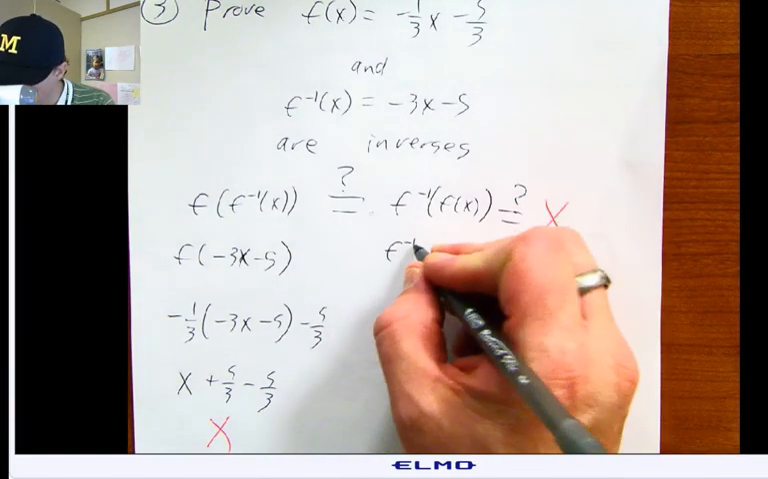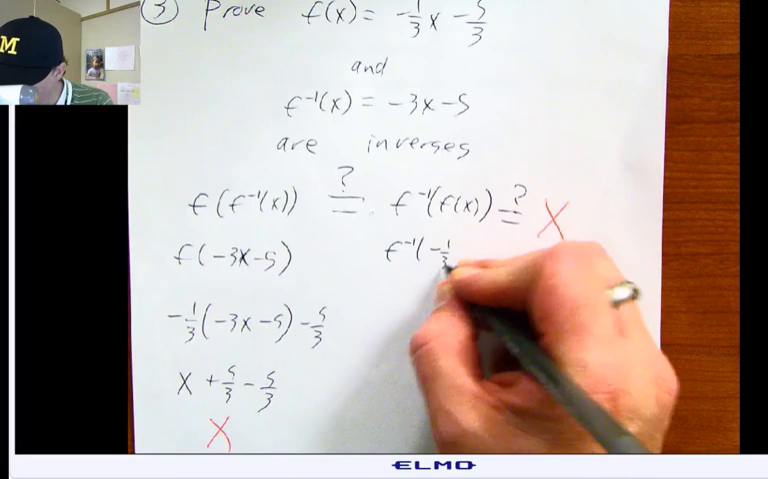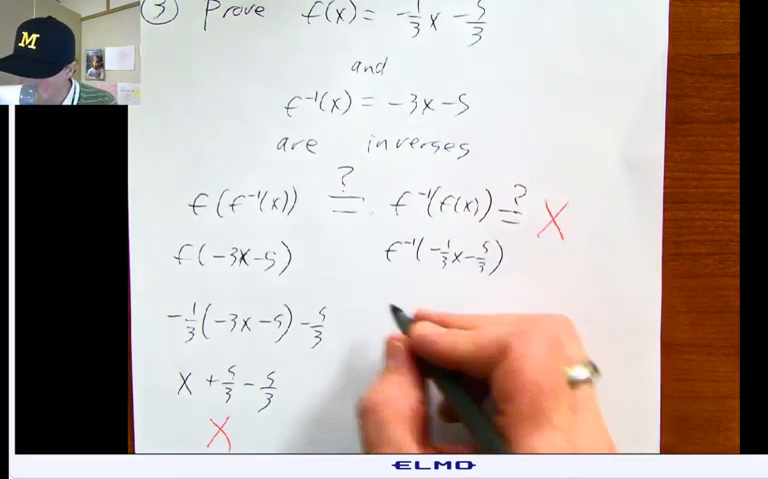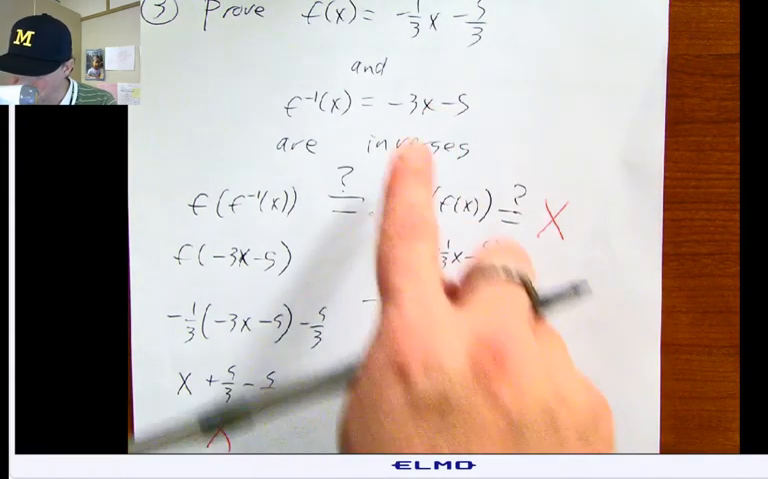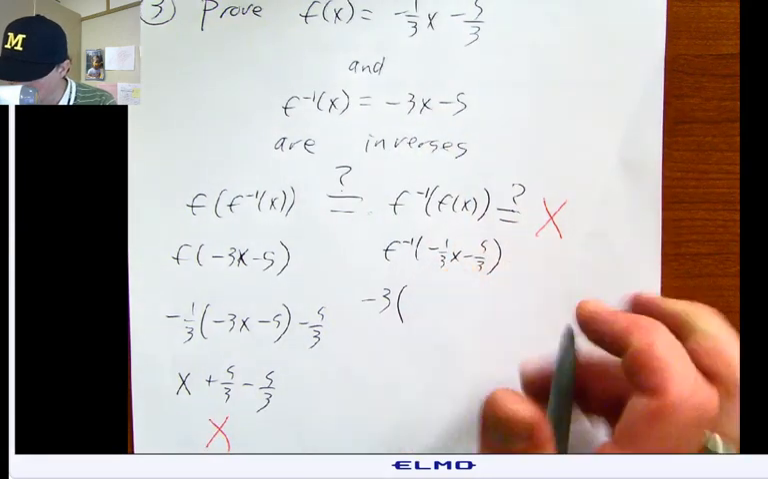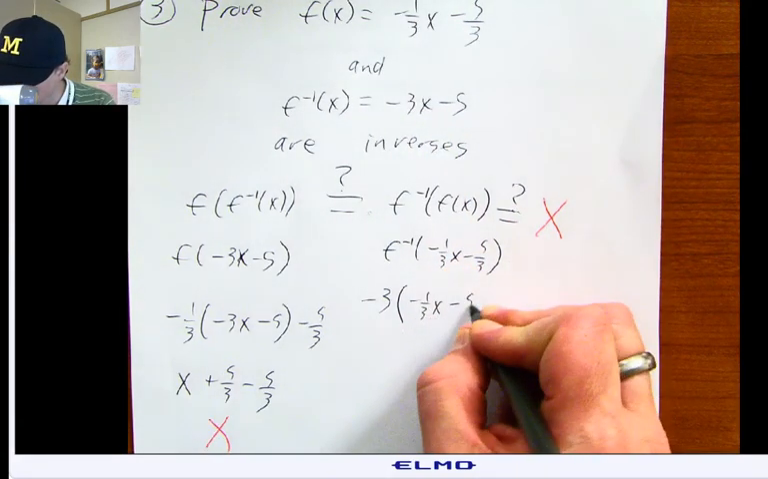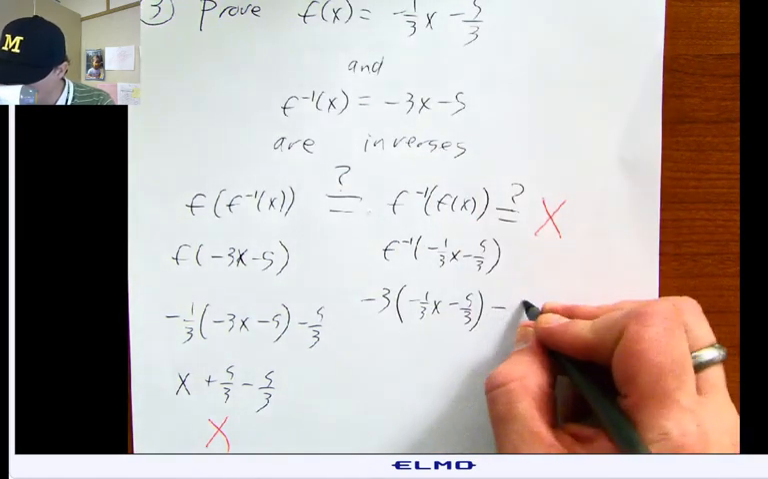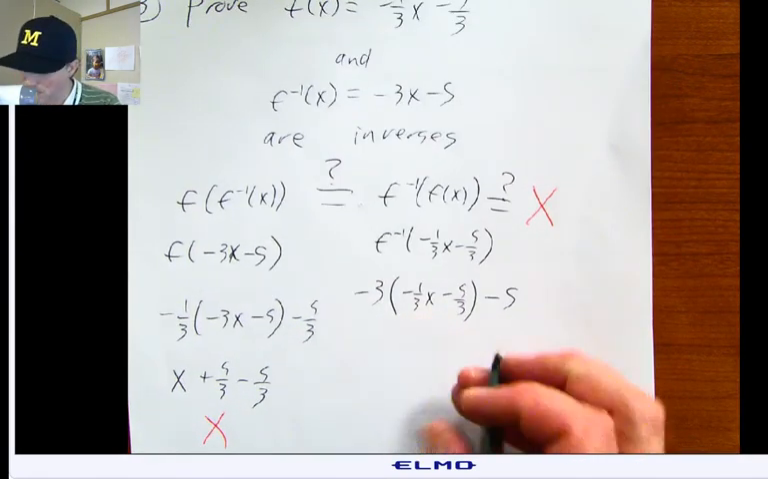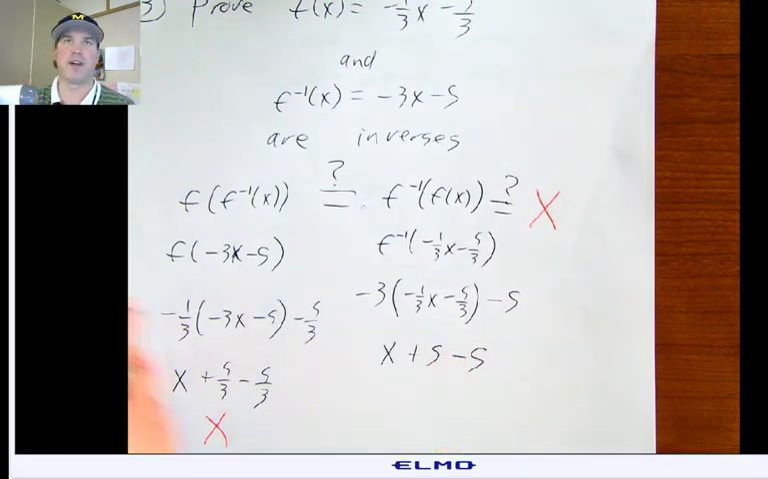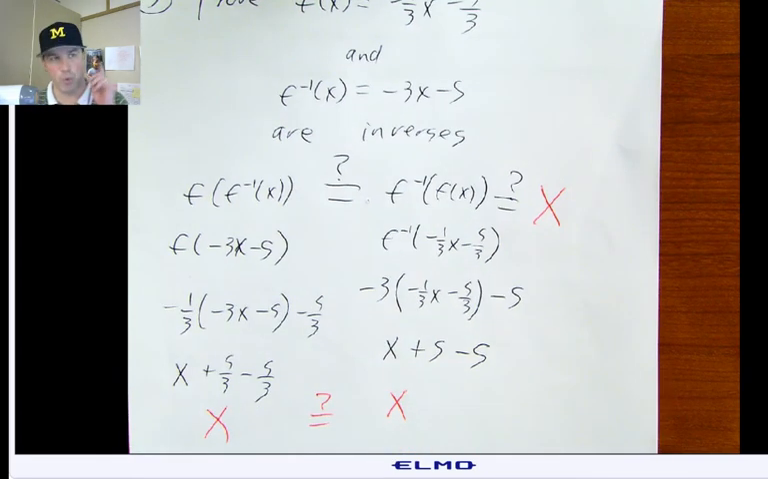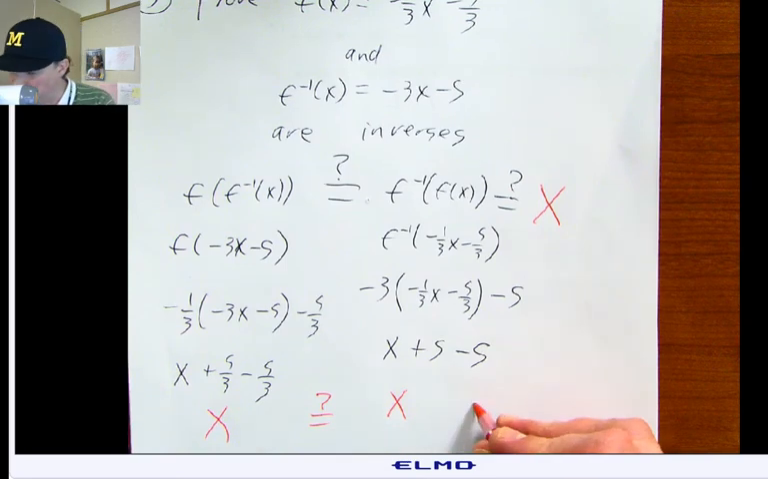Other one, f inverse of f of x. So it's going to be f inverse of the f equation, so -1/3 x minus 5/3. So I'm going to go through the inverse equation, -3. Here comes the x stuff. So instead of x, I'm going to plug in this. So -1/3 x minus 5/3 minus 5. -3 times -1/3 x becomes positive x plus 5 minus 5. 5 minus 5 is 0, and I'm left with x. So were they equal? Yeah, they were. And they are inverses. That proves that, yes, they are inverses.